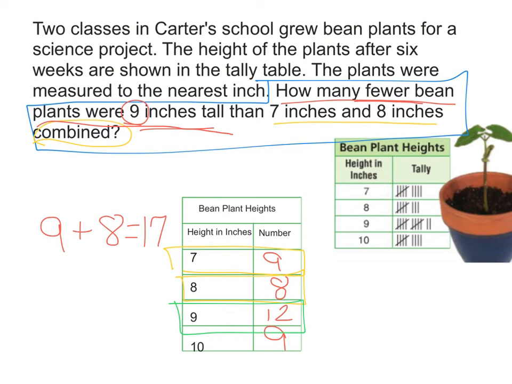So this is again a comparison problem. We're trying to compare plants that were 9 inches tall to that of 7 and 8 inches combined. So you know that would be a subtraction problem. So it would be 17 minus 12. And that would give us 5. So how many fewer bean plants were 9 inches tall than 7 inches and 8 inches combined? 5 fewer bean plants.